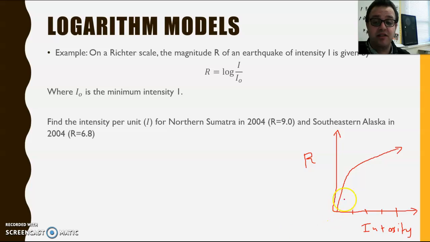So as you get to those higher levels on the Richter scale, it means a lot more when something gets a higher score. So one example is that in 2004, there were 2 earthquakes, one in Sumatra and one in Alaska. The Sumatran earthquake had a Richter scale of a 9, while the Alaska one had a Richter scale of a 6.8. Now, those seem like they're somewhat close, like, oh, they're 2 away on the Richter scale. But let's see the difference in intensity, okay?